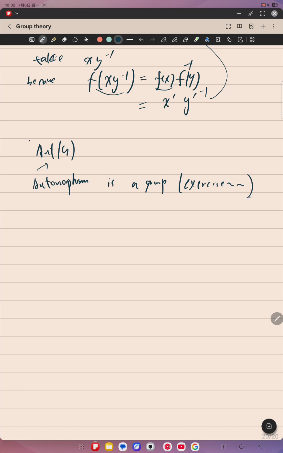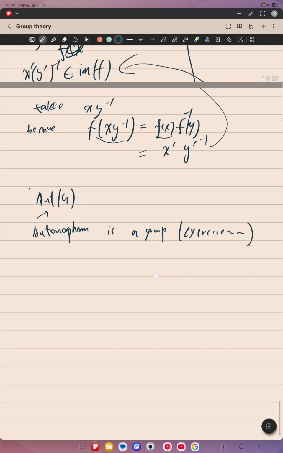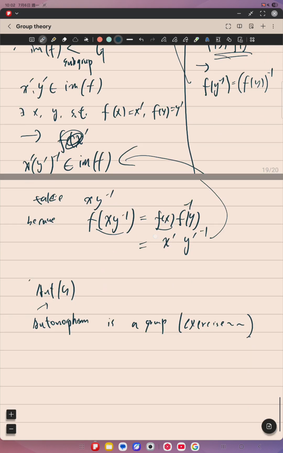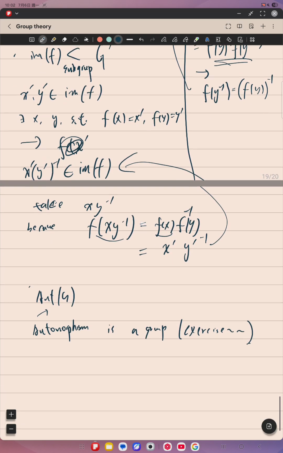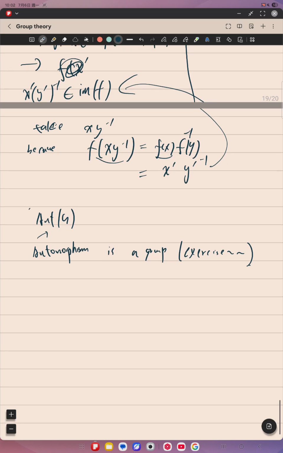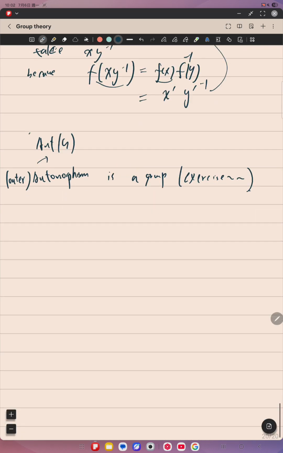Next time I will give you a very simple example of this automorphism, and also how to construct one. Actually, this is called an outer automorphism. Then next time we will define the so-called inner automorphism. Okay, so that's it.